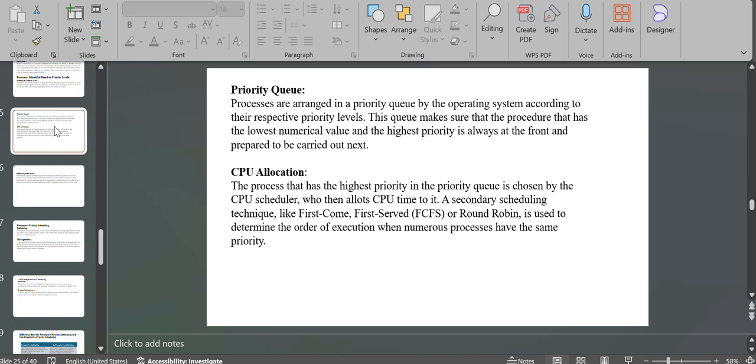CPU allocation. The process that has the highest priority in the priority queue is chosen by the CPU scheduler, who then allots CPU time to it. A secondary scheduling technique like first come first serve or round robin is used to determine the order of execution when numerous processes have the same priority.